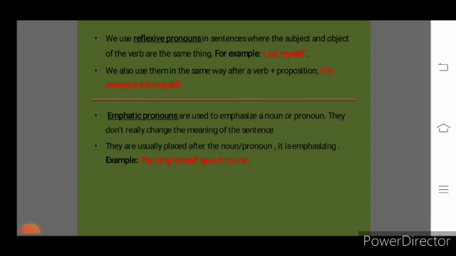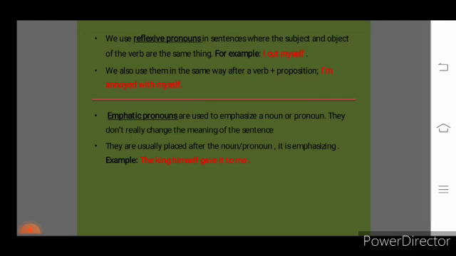We also use them in the same way after a verb plus preposition. So, I am annoyed with myself. So you can say that reflexive pronouns are used after the verb and sometimes after a verb plus preposition. You can see cut is the verb, and then myself is used. Okay, so now let's read about the emphatic pronouns.